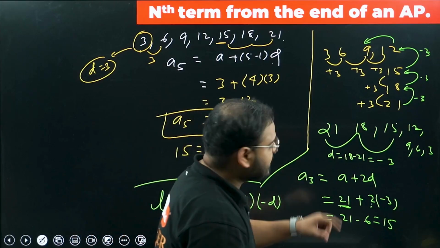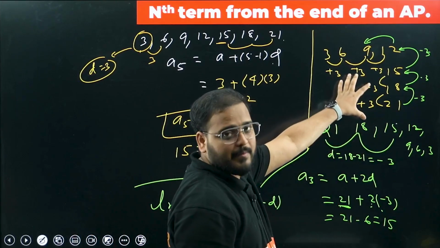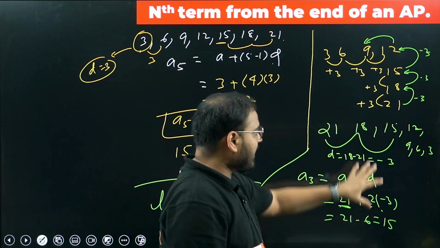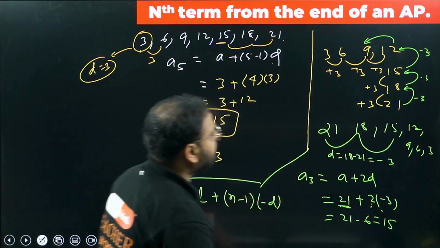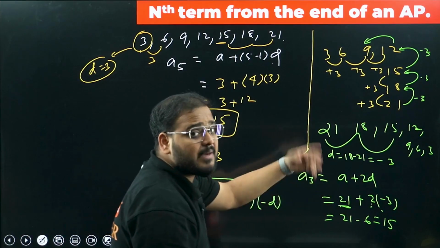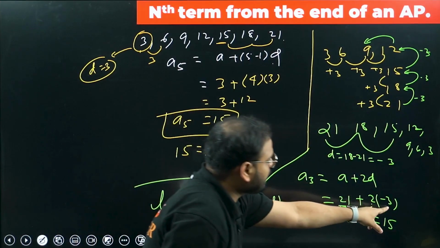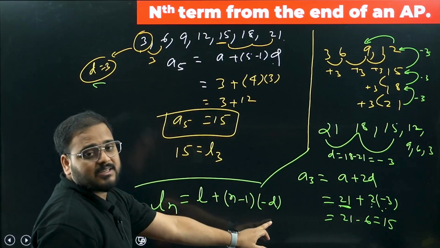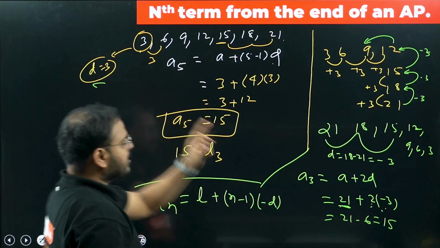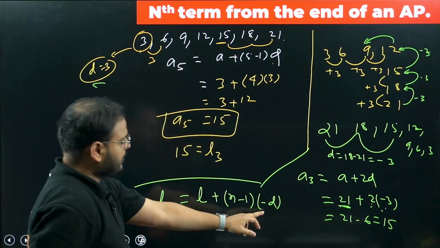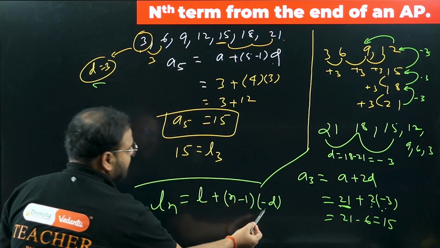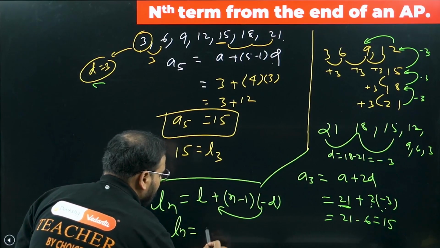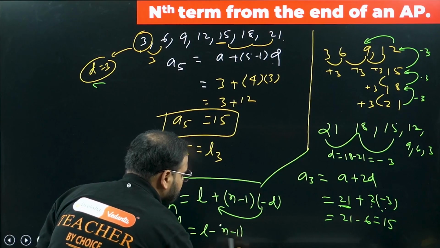When I reverse the AP, I got d as minus 3, but I'm going back to the same AP now, 3, 6, 9, 12, 15, 18, 21. So if I go back to the same AP, what is the d value? D value is 3. So what is minus 3 going to be? Minus 3 is minus d. I can take this minus sign in front over here. So I get my last term, ln equals L minus n minus 1 times d.